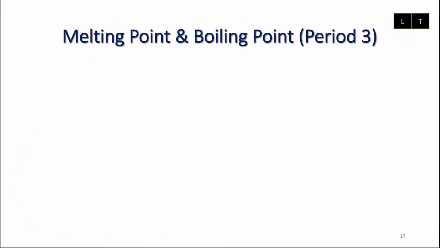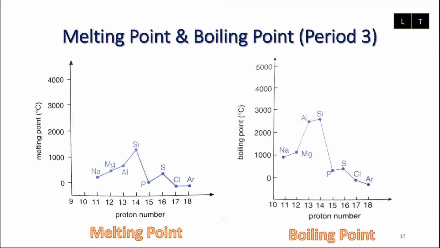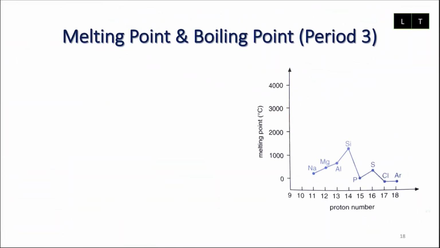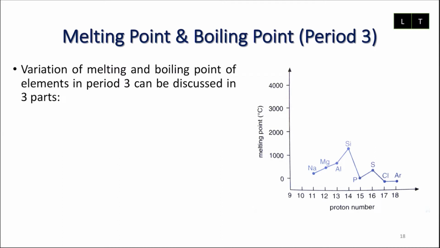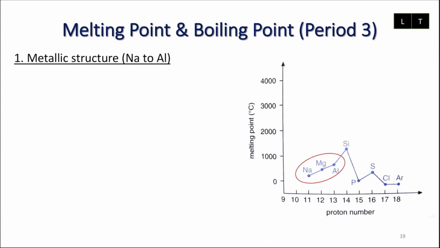The trend for melting point and boiling point, kita akan discuss for period 3 dahulu. So you can see that this is the melting point for period 3 and this is the boiling point for period 3 elements. Variation of melting point and boiling point kita akan discuss in period 3 based on 3 parts. The first one about metallic structure adalah daripada Na until Al. Seterusnya, second part about silicon, and the last one we are going to discuss about simple molecular structure from phosphorus until argon. Let's go with the first part, metallic structure, sodium to aluminium.